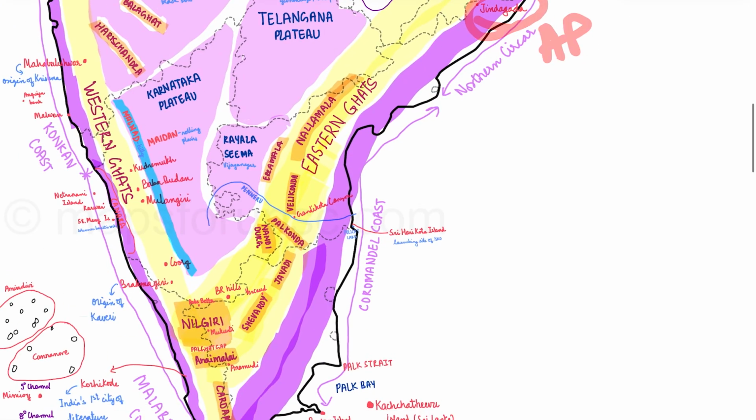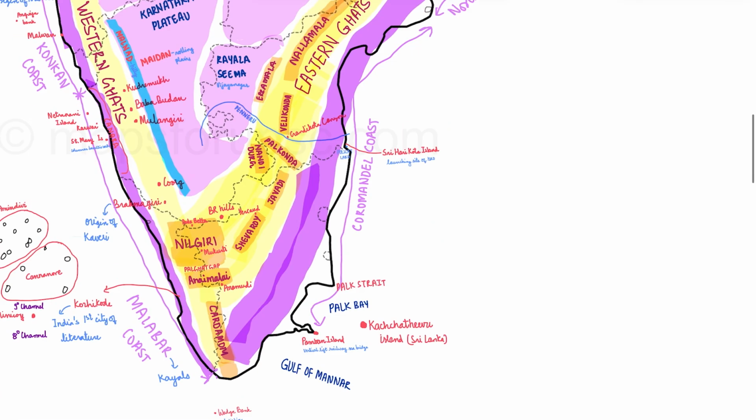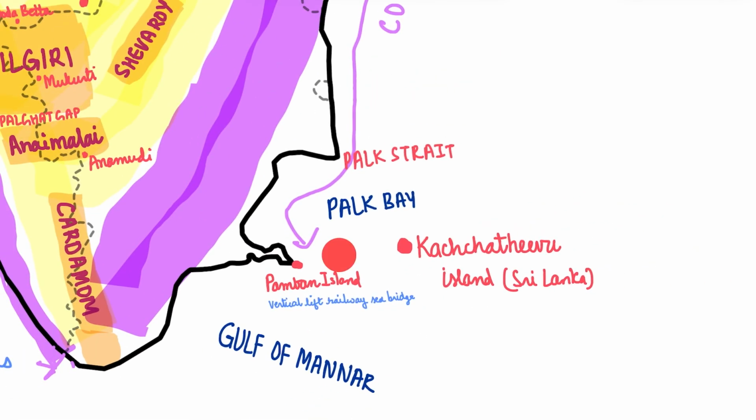From the middle of Andhra Pradesh till the Pamban Island, we have the Coromandel Coast. So this is the Coromandel Coast, and one of the major things is the Pamban Island. Recently it was in news because there was the inauguration of the vertical lift railway sea bridge.